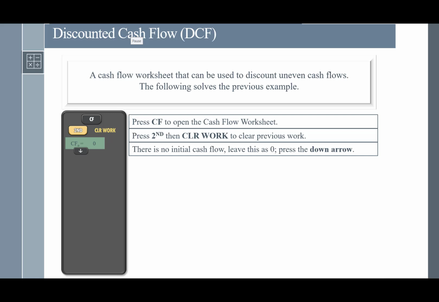So the first option when you press the down button is CF0, which is the initial cash flow. If there is no initial cash flow, this is the initial investment, then leave it as 0. Press down, and it's going to ask you for the first cash inflow for the first year or the first period.